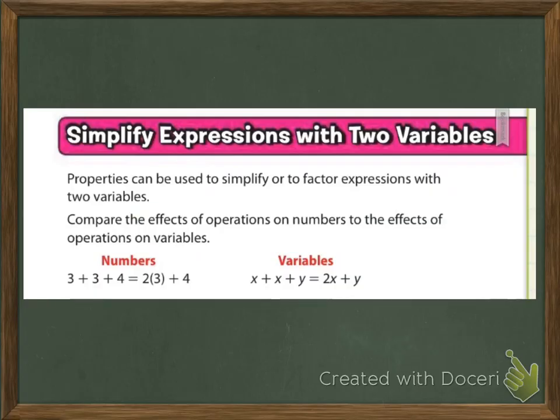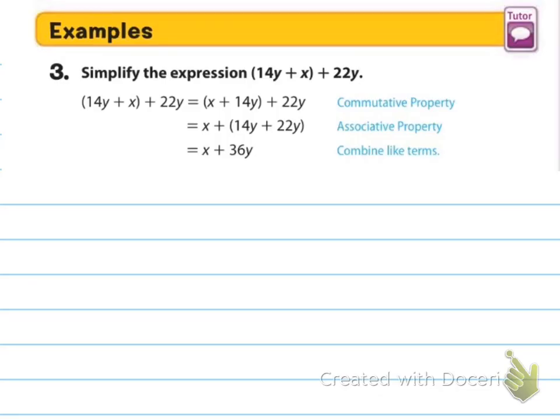Alright, so simplify expressions with 2 variables. Properties can be used to simplify or to factor expressions with 2 variables. Compare the effects of operations on numbers to the effect of the operations on variables. So over here we have 3 plus 3 plus 4. And so they're saying that you can combine your 3's and say, oh, okay, that's 2 times 3 plus 4. And over here we've got x plus y. And so they're saying, oh, we've got 2 x's and 1 y.